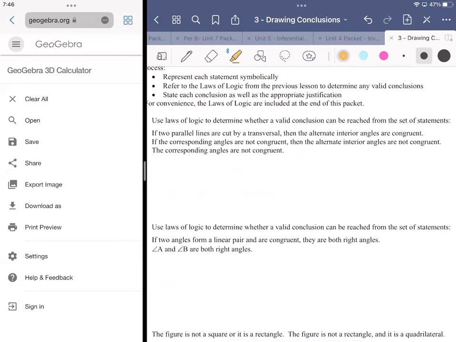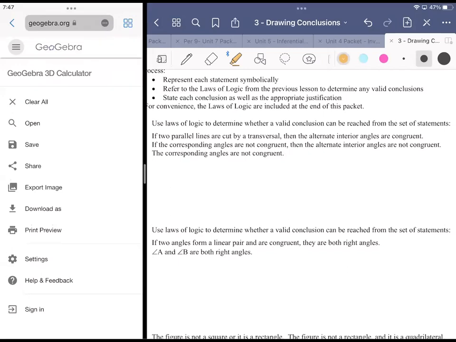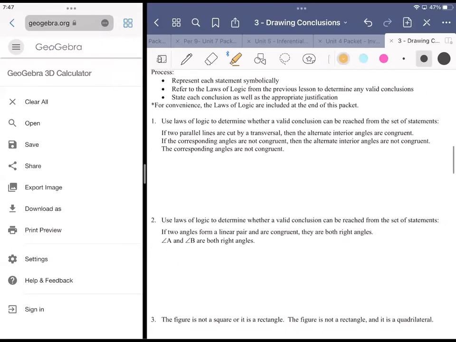If two parallel lines are cut by a transversal, then the alternate interior angles are congruent. That's our first statement. Second statement: if the corresponding angles are not congruent, then the alternate interior angles are not congruent. The corresponding angles are not congruent. So when you write it like that, it boggles the mind. It's a little intense. But if we break it down based off of symbolic notation and the laws of logic, it'll get a lot easier.